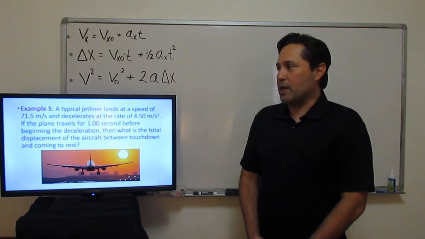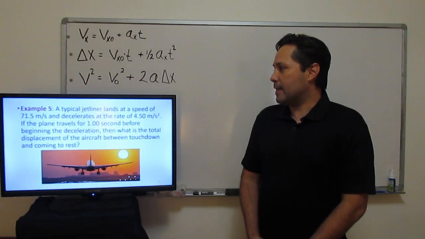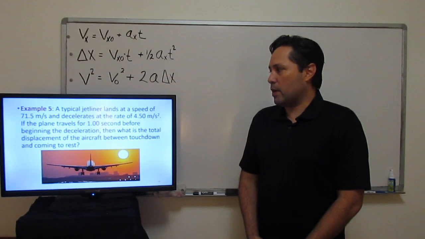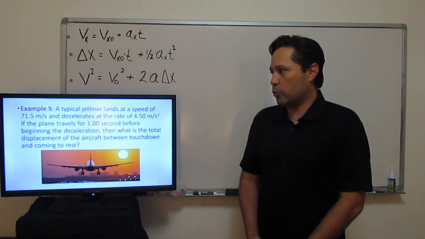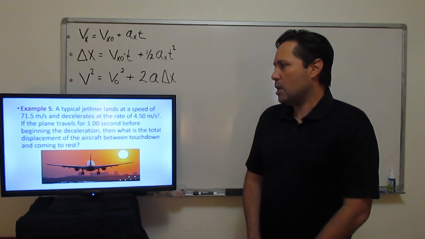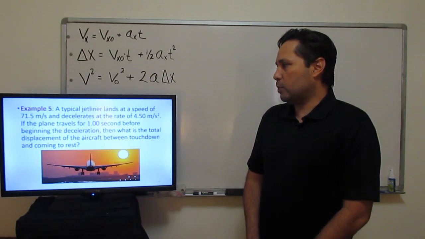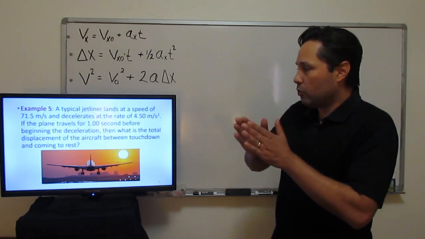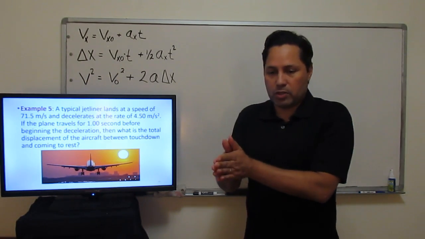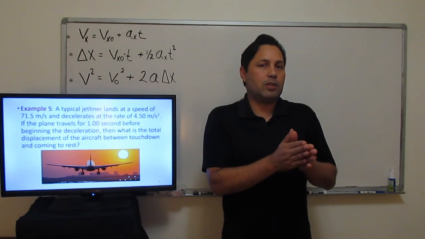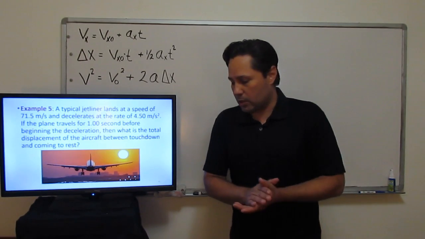In this problem, they ask you guys, a typical jetliner lands at a speed of 71.5 meters per second and decelerates at a rate of 4.5 meters per second squared. If the plane travels 1 second before beginning that deceleration, then what is the total displacement of the aircraft between touchdown and coming to rest? So they want the whole journey, including the 1 second when it touches down, and then a second goes by, then the acceleration begins, negative acceleration in this case.